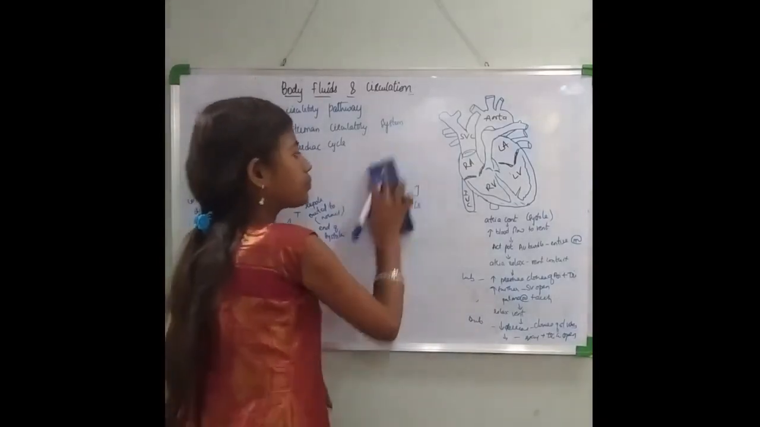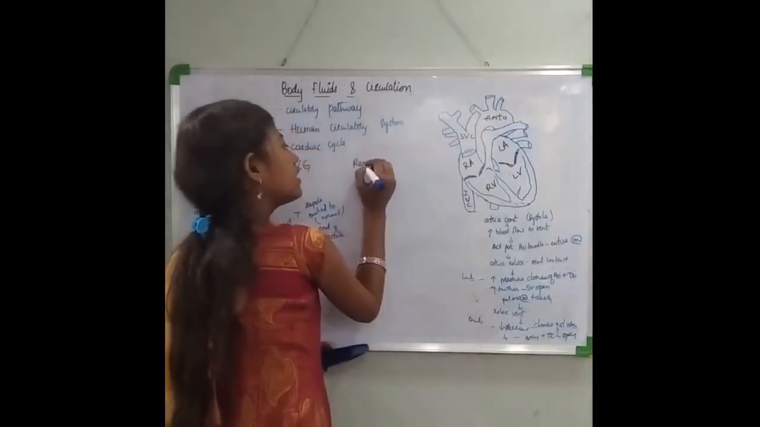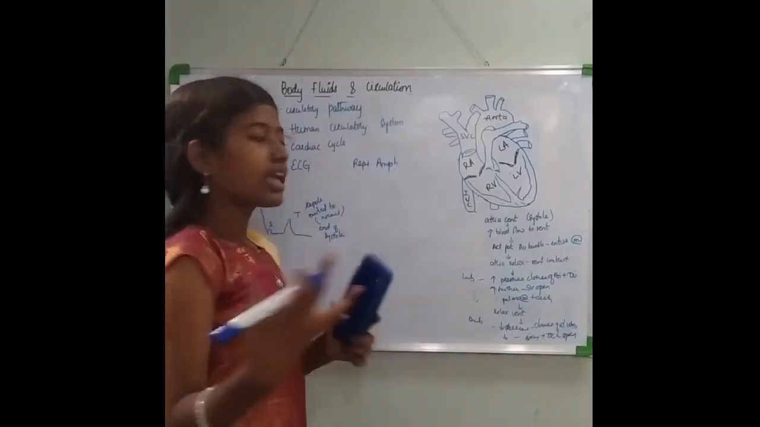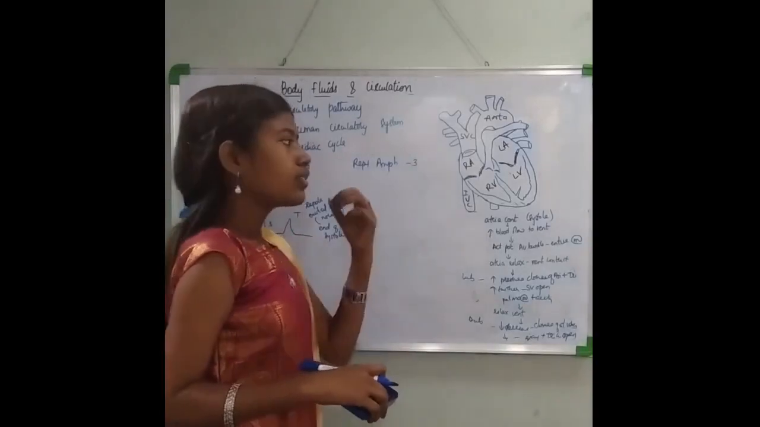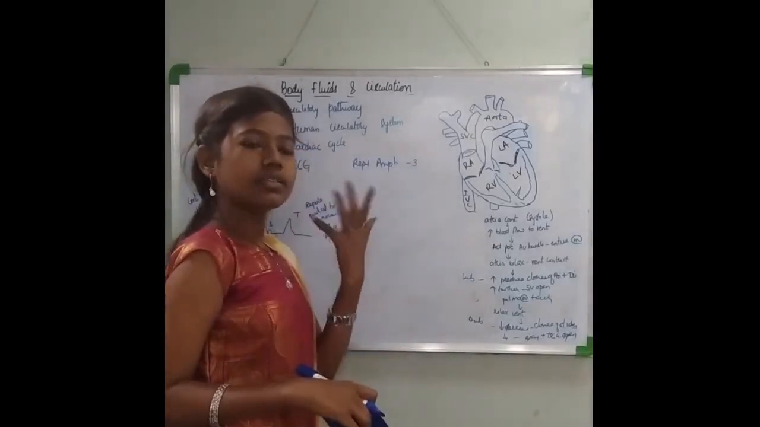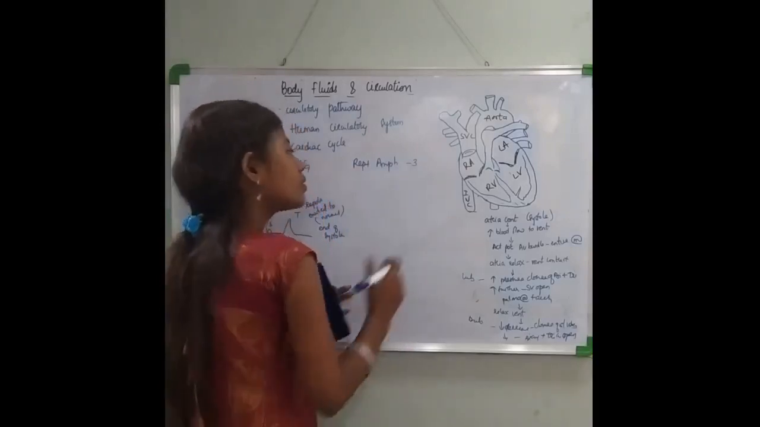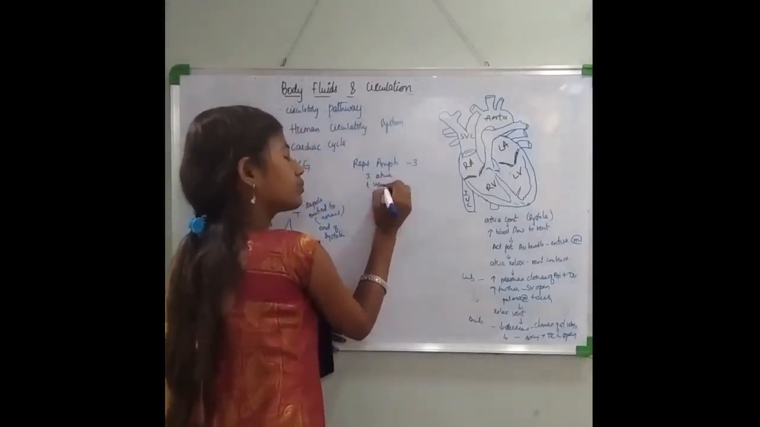Now next, we are done with the fishes, right? So now we have reptiles and the amphibians. All the reptiles and all the amphibians have a three-chambered heart except the crocodiles. Crocodile is a reptile, but it will have double circulation. So reptiles and amphibians have a three-chambered heart, meaning two atria and one ventricle.